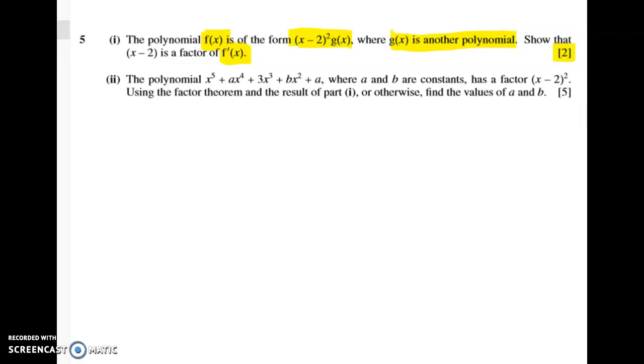And all we have to use in here is to recognise that f of x is a product. So we're going to use the product rule to get f dash of x. That's the first part of the question.